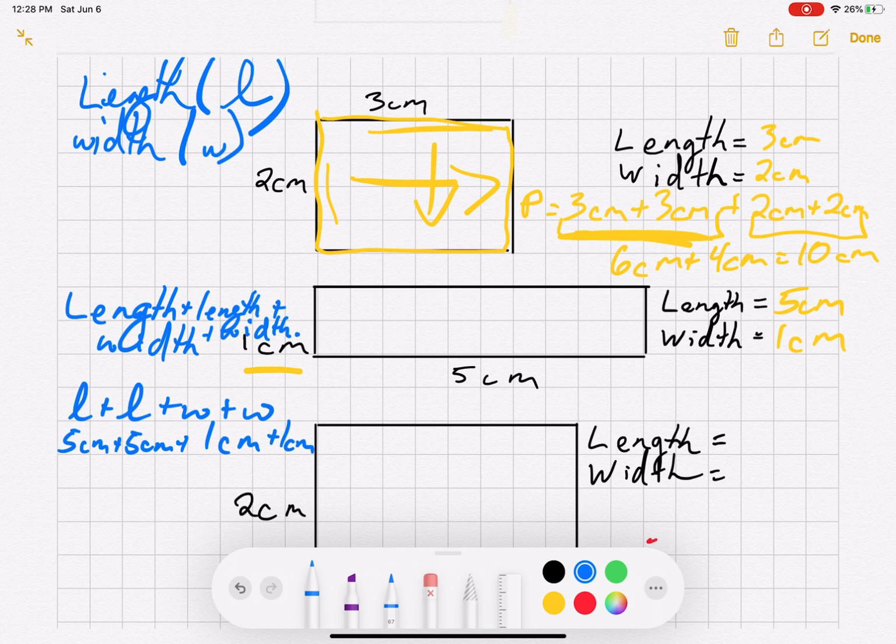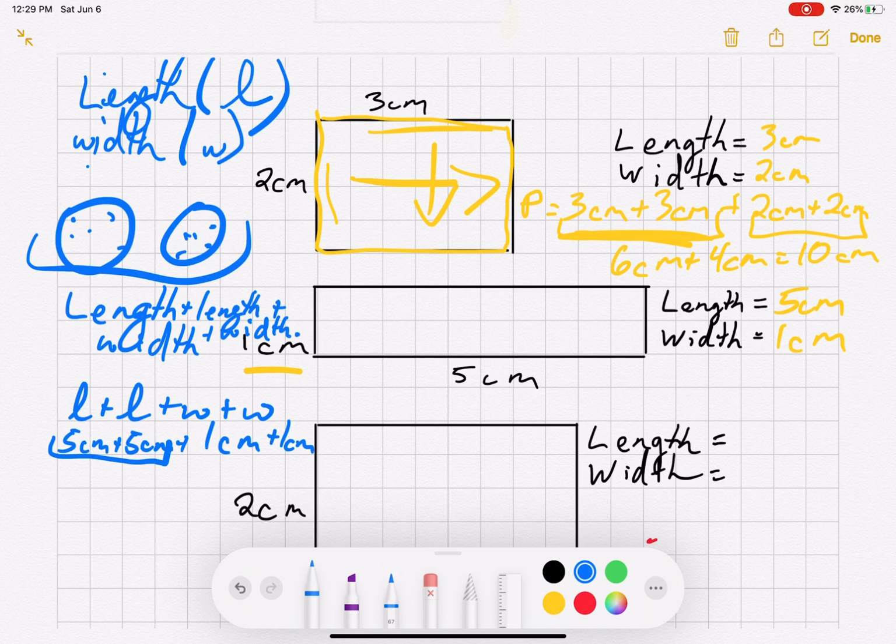So would this not just be easier to say because I have 2 groups of 5, right? I have 2 groups of 5. Okay, so if I wanted to make that into a multiplication problem, it's 2 times 5, right? So now I can say length, I'm going to put the brackets there, right? Times 2 plus width times 2.